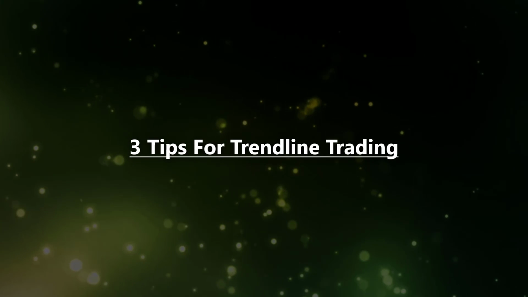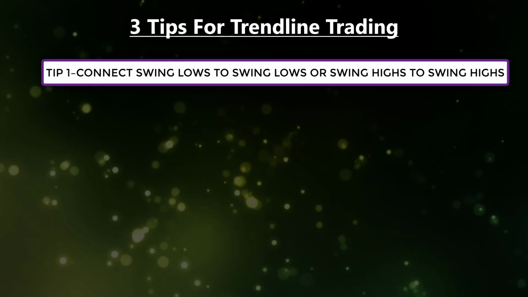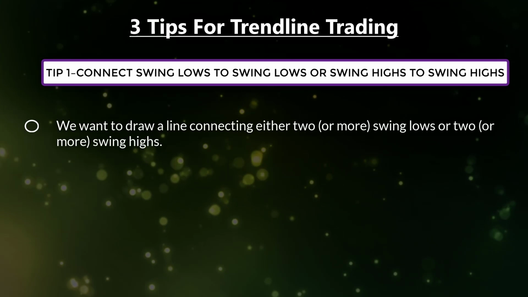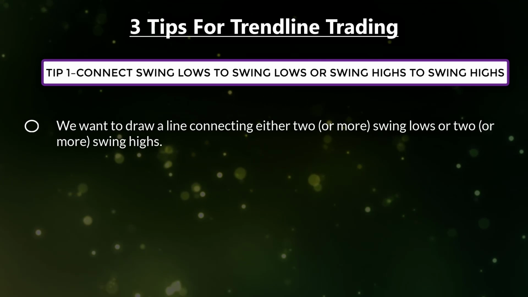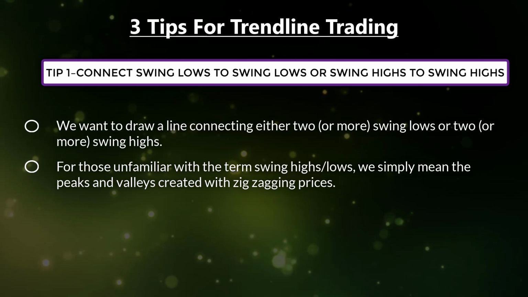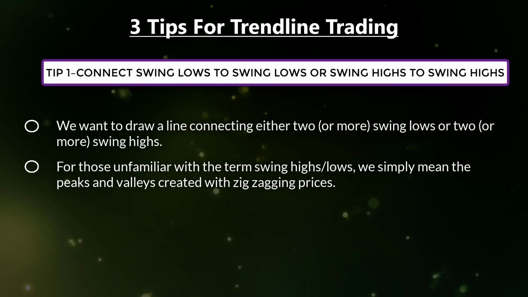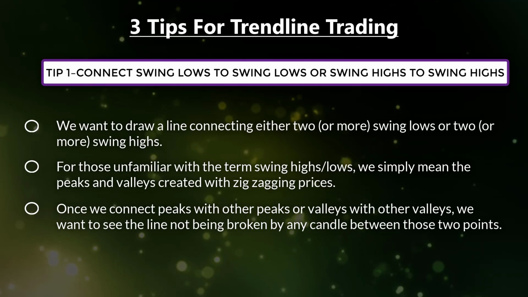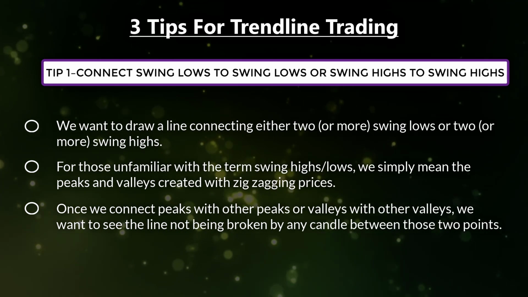Today, we are going to be discussing three tips for trendline trading. Connect swing lows to swing lows or swing highs to swing highs. We want to draw a line connecting either two or more swing lows or two or more swing highs. For those unfamiliar with the term swing highs and lows, we simply mean the peaks and valleys created by zigzagging prices. Once we connect peaks with other peaks or valleys with other valleys, we want to see the line not being broken by any candle between those two points.